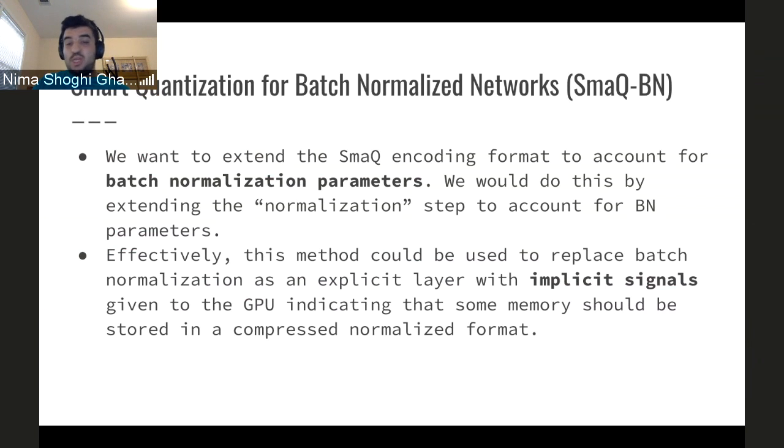So we could just completely replace those layers with signals to the GPU saying, hey, you should store this using this compression technique.